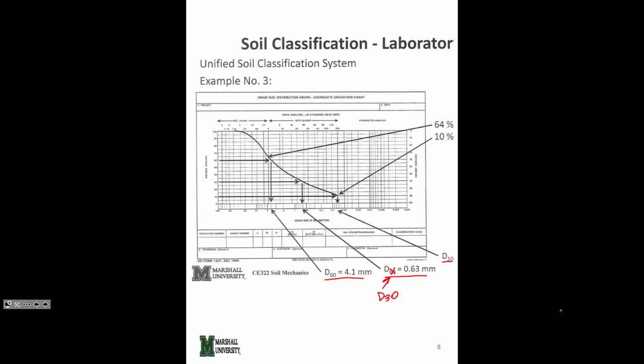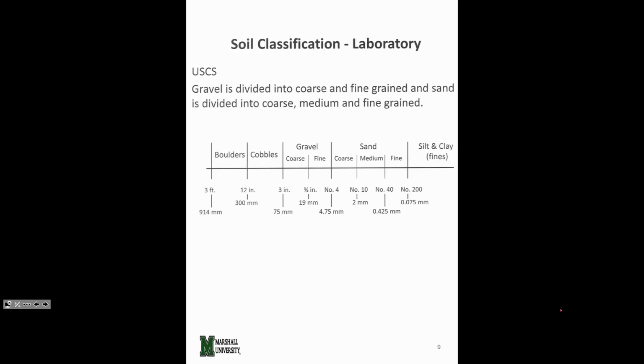So you'll need D10, D30, D60, then you can calculate C sub C and C sub U, and evaluate whether it's actually a poorly graded or well-graded sample. It's just that simple. If you know how to pick those values off, you pull them real quick, it's simple math at that point, and then you can come up with a simple, quick answer to one of the questions.